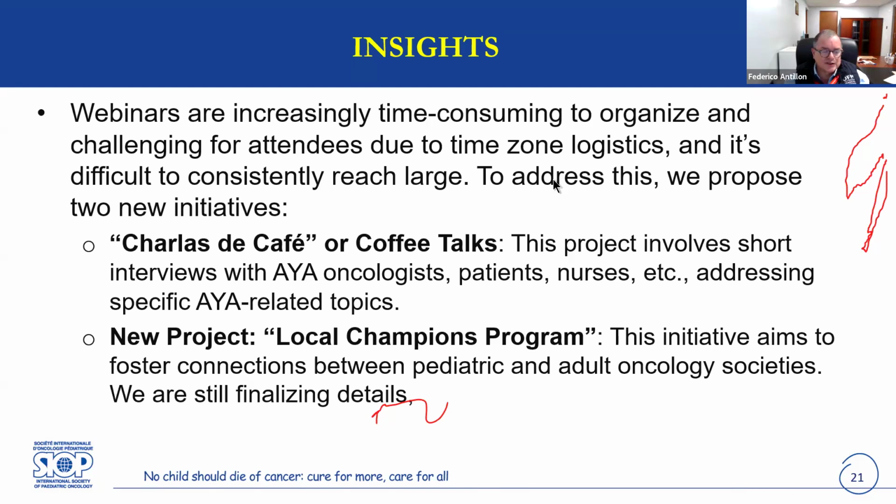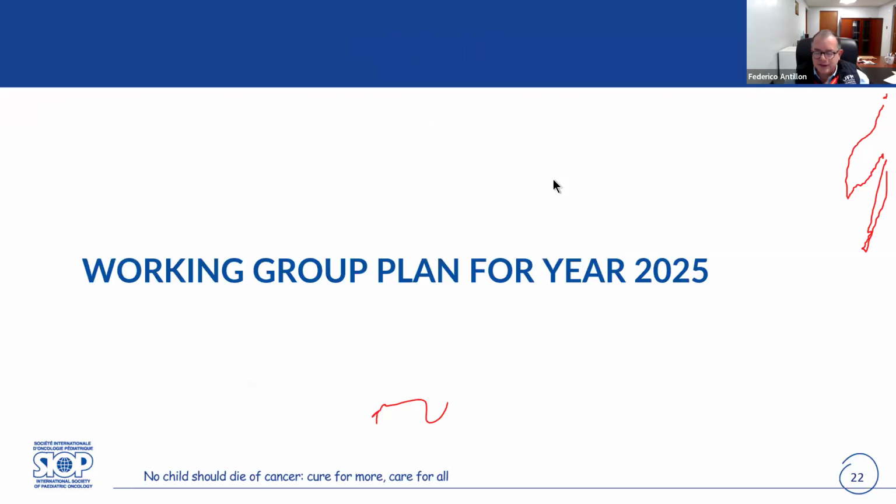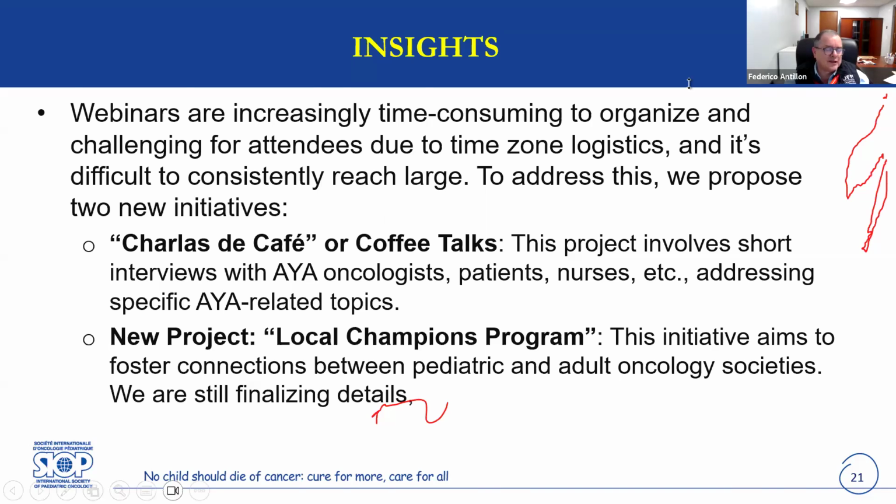So she proposes 2 initiatives: the Coffee Talks, or Charlas de Café. This project involves interviews with adult and young people with cancer, meeting oncologists, patients, nurses to address specific related topics that could be very interesting for the AYA groups. And the Local Champions Program, this initiative aims to foster connection between the pediatric and adult societies. At that point, they were still finalizing the details, so perhaps she has an update. These were the insights that I received, and I think we should brainstorm on them. Thank you.